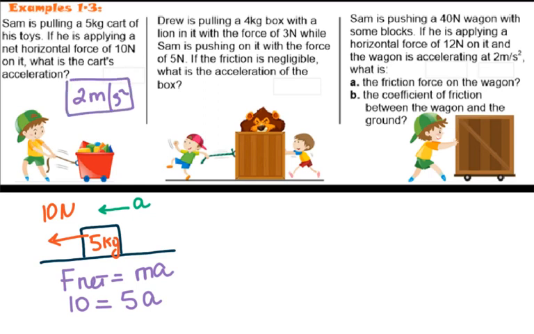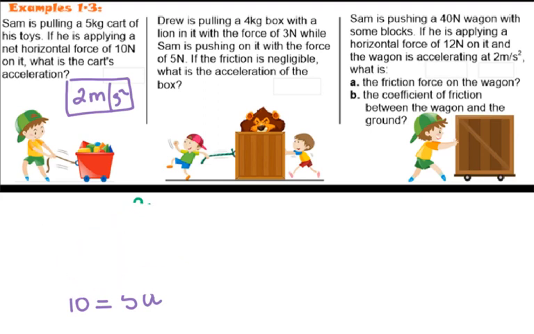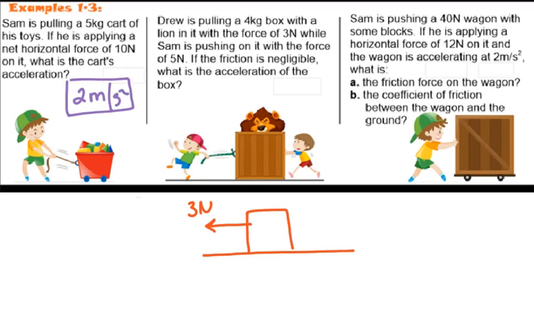Then for the second question, I have Drew is pulling a 4 kilogram box with a lion in it with the force of 3 newtons. So here is the box with the lion, and Drew is pulling with the force of 3 newtons, and then Sam is pushing on the box with 5 newtons, and the box is 4 kilograms.